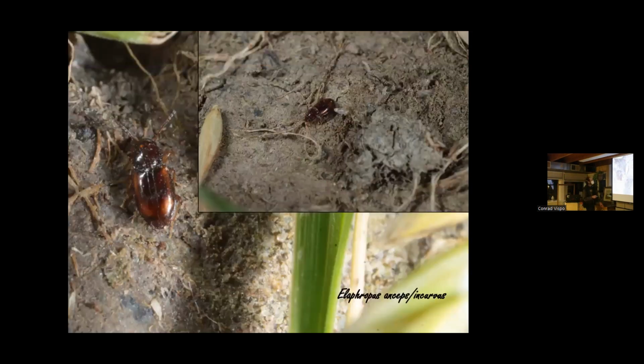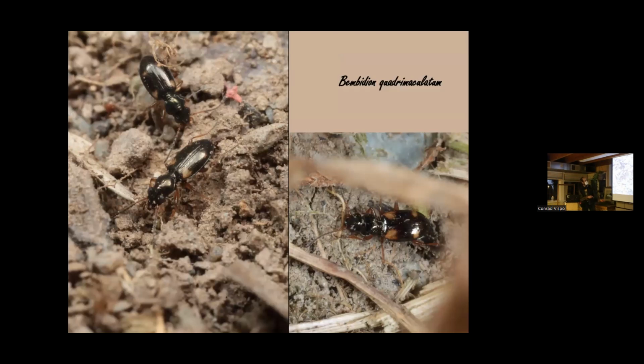This is Elaphropus, and these are not great pictures, and the reason they're not great pictures is because that beetle is about yay big. It's really tiny. It's essentially the size of a grain of rice, a little bit smaller. So it's very hard to get a good picture of it. This one's slightly bigger, Quadracidus maculatum. It has 4 spots on it.